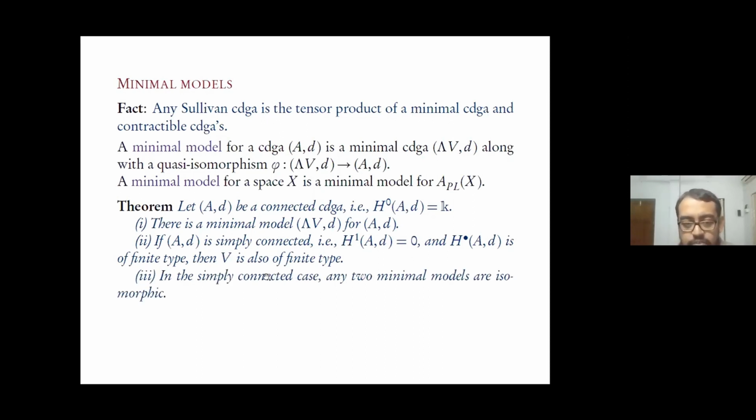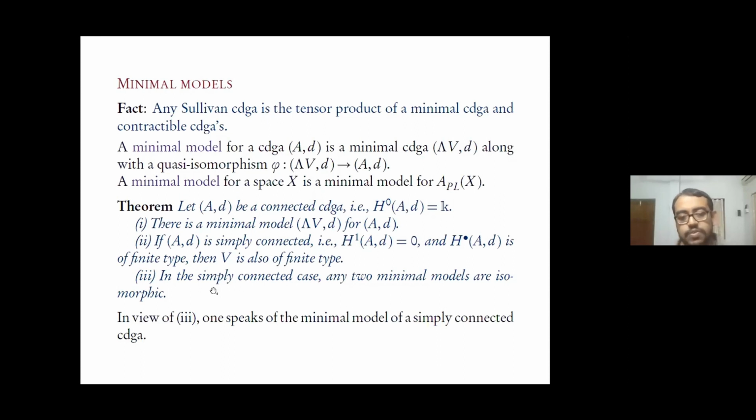And the third thing which helps us talk about the minimal model is that in the simply connected case, which is the assumption in part 2, any two minimal models are isomorphic as CDGAs. Meaning if you have (∧V, d) and (∧W, d'), both quasi-isomorphic to (A, d), then (∧V, d) is isomorphic to (∧W, d'). Not quasi-isomorphic, they're isomorphic. So that is the key thing. In view of 3, one speaks of the minimal model of a simply connected space.